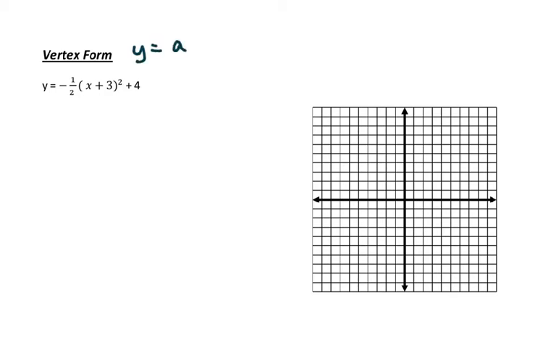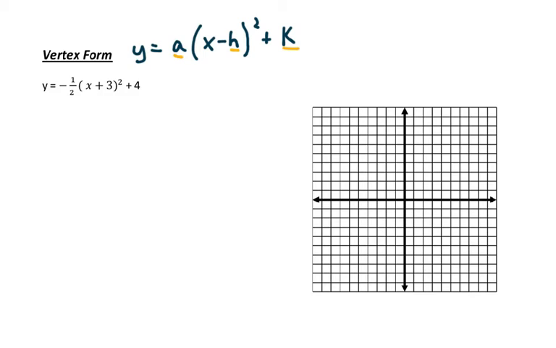a, which we've talked about a lot, times the quantity (x minus h) squared, and then at the end plus k. Now we've seen this form when we talked about the absolute value. And we know some things here. We've talked about a, h, and k before.